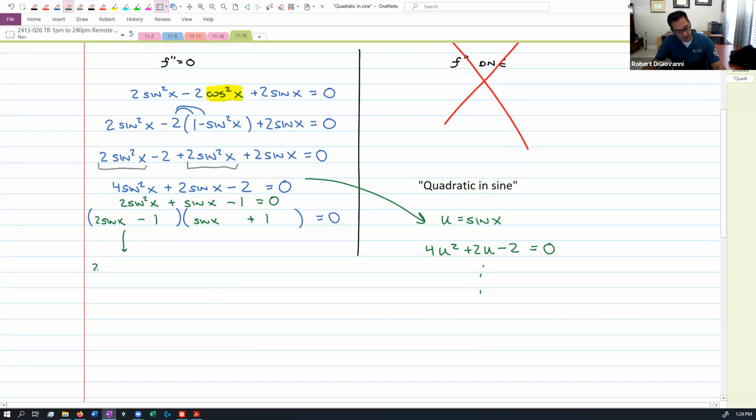And then we set each of these equal to 0. Set that to 0 and solve for sine x: move the 1 over, divide by 2. Over here, just move the 1 over. And we're finally at a point where we can again go look at the unit circle and see where these things happen. Y'all having fun yet?